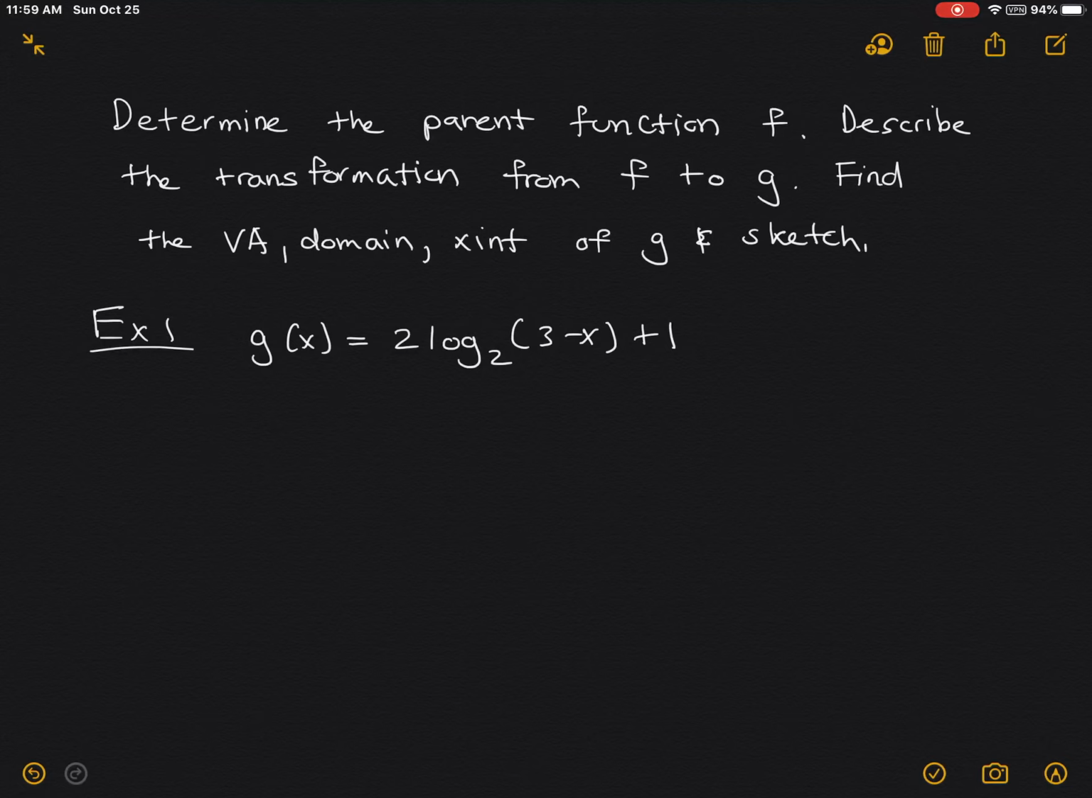All right, so let's take a look at two examples on graphing log functions. So we're asked to determine the parent function, describe the transformation, and then find all these other details: vertical asymptote, domain, and x-intercept, and finally sketch by hand.